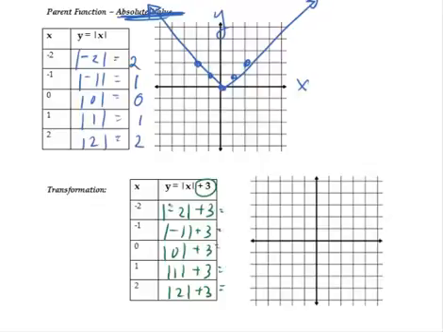So this becomes positive 2. Positive 2 plus 3 becomes 5. Positive 1 plus 3 is 4. 0 plus 3, 3. 1 plus 3, 4. 2 plus 3, 5.